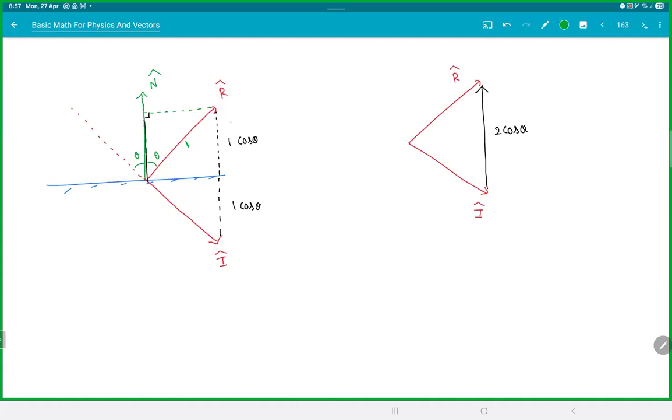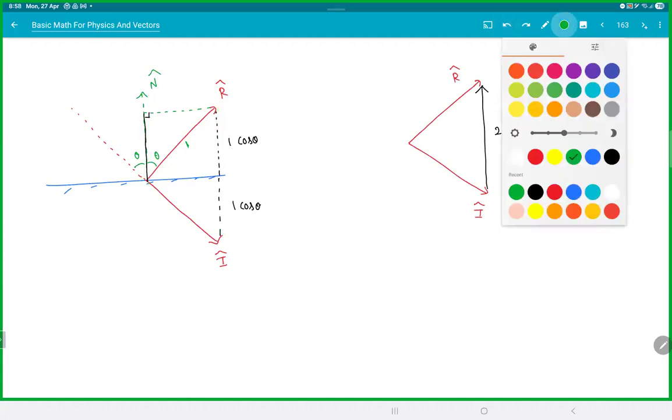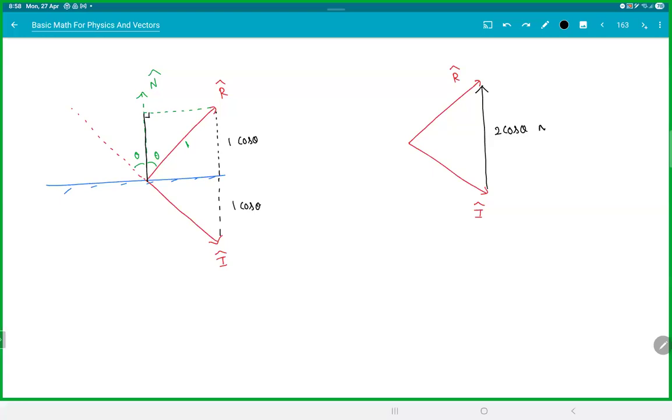Isn't this vector and the black line both parallel? So this black vector is in the direction of n cap, but the magnitude is 2 cos theta. All clear with this? So far clear with the geometry of what we did?